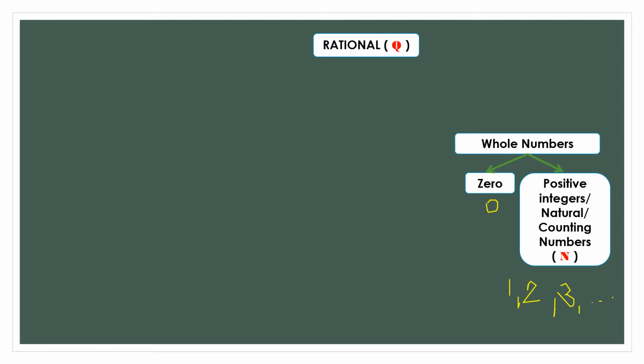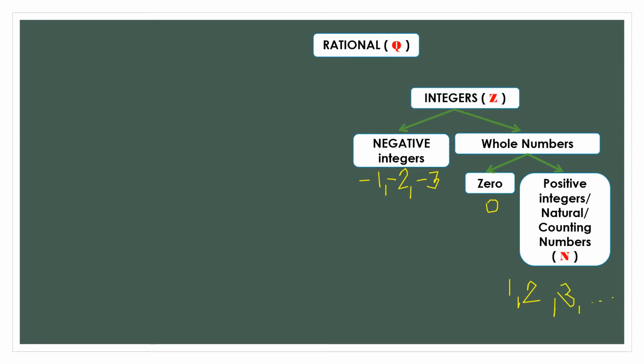In our number line, on the right side of 0, we have the positive integers. And on the left side of 0, we have the additive inverse of our positive integers. They are called negative integers. Examples: -1, -2, -3, and so on. If we're going to combine the negative integers and the whole numbers, we will have what we call integers. They are denoted by letter Z.